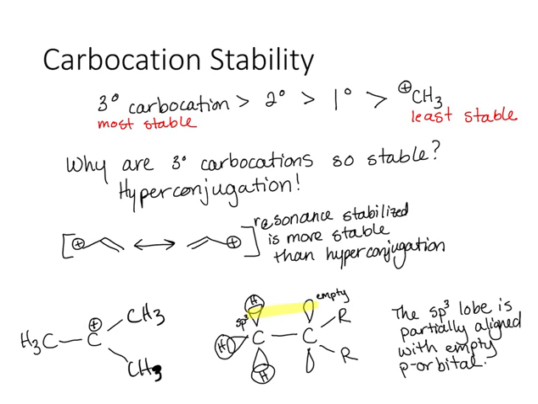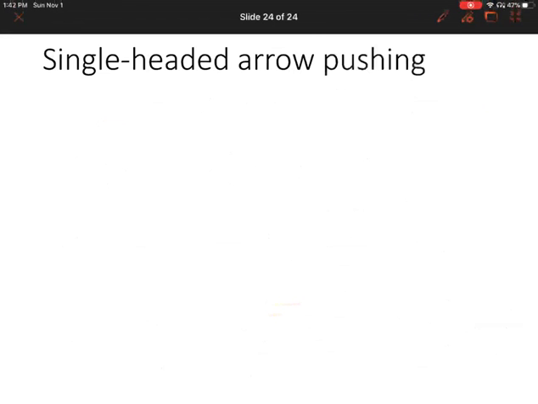Okay, so let's talk about one more thing before we end chapter 6. And you might recall from our previous video that we talked about single-headed arrows versus double-headed arrows. So let's talk a little bit about single-headed arrow pushing. So one example of single-headed arrow pushing occurs with hydrogen peroxide. So this is something you might have at home to clean cuts and scrapes and all that.